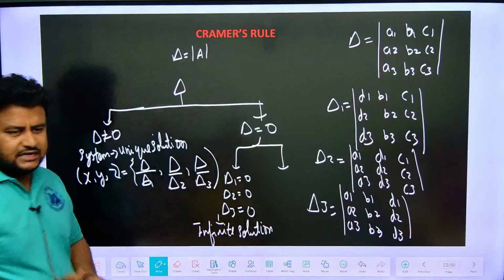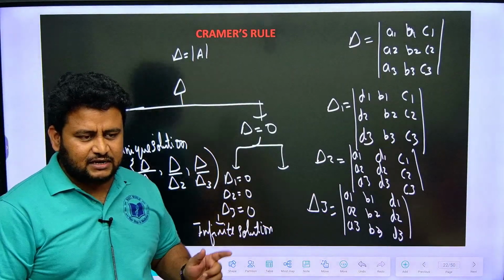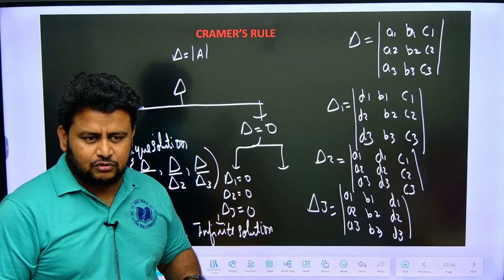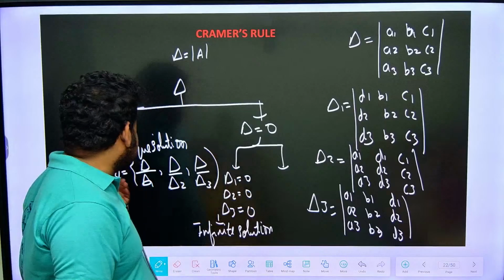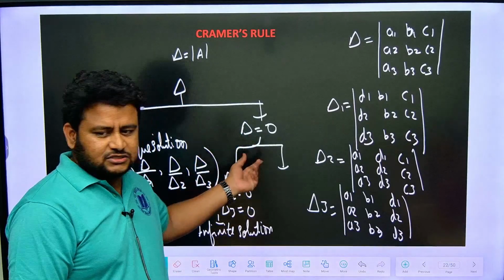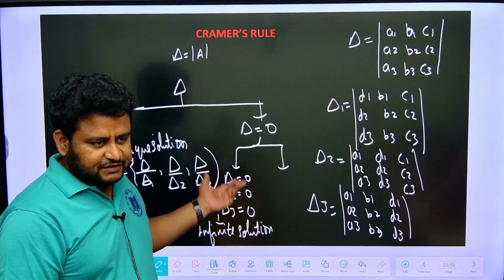First thing, delta should not be equal to 0. If delta is not equal to 0, there is only one solution, given by delta 1 by delta, delta 2 by delta, delta 3 by delta, that is X, Y, Z. If delta is equal to 0, you cannot write a value for X, Y, Z, because it has infinitely many solutions.